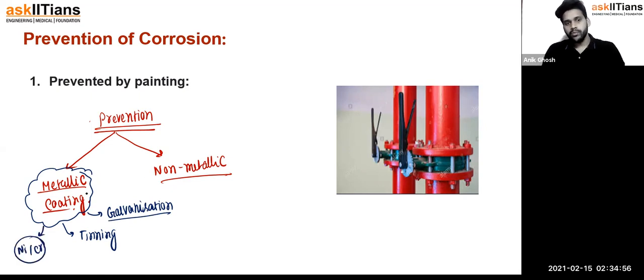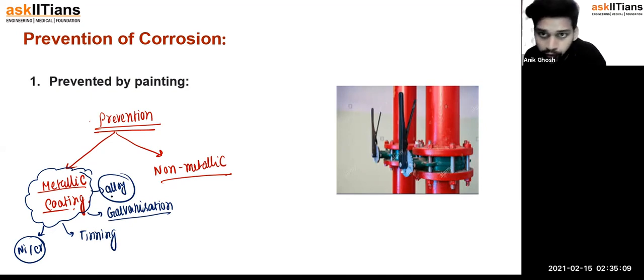You can also make some alloys with it. I think metal mixtures are called alloys. So sometimes they make stainless steel, right? Instead of steel, they make stainless steel. And this stainless steel is going to be very useful because it doesn't corrode, right? It doesn't get rusted.